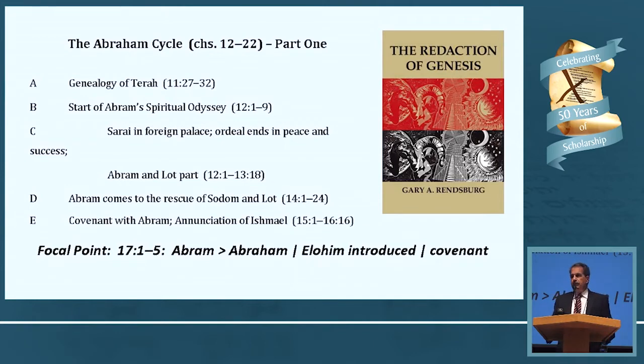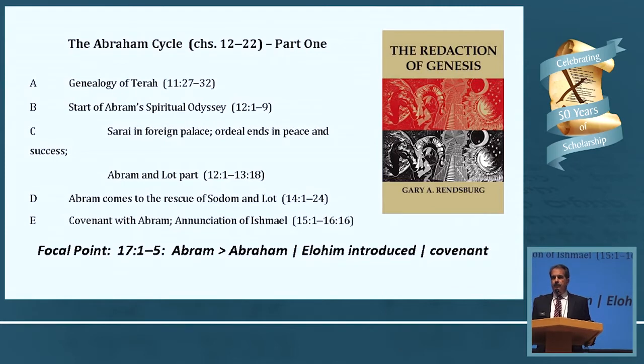The focal point, right, the place at which the first 5 units and the second 5 units meet, is the beginning of chapter 17. And here you have 3 crucial items which come to the fore in the narrative structure of the Abraham cycle. First, he gets his name changed from Abram, in units A through E, he's Abram, to Abraham in units E prime through A prime.